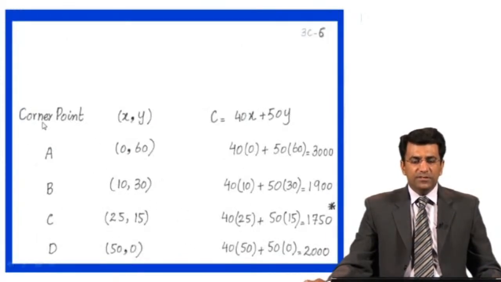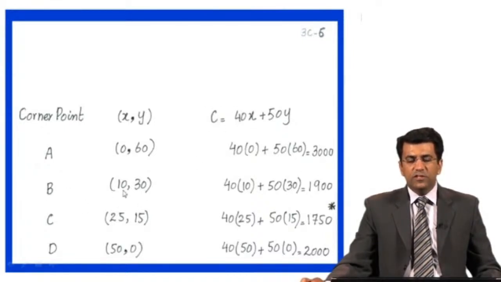These are the corner points, that is point A, point B, point C and point D. These are the relevant coordinates for these corner points. Now if we put A, that is x is equal to 0 and y is equal to 60, into this cost function, we will get the value of cost equal to 3000.